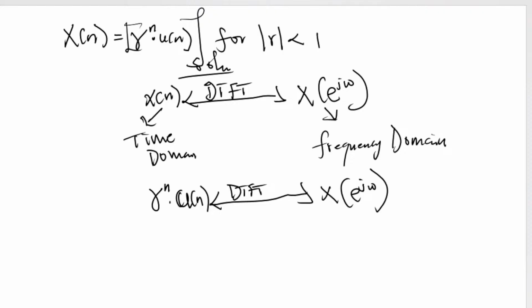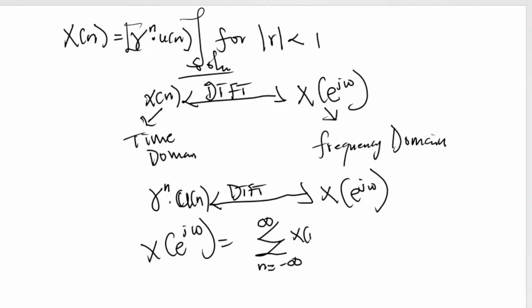Now, how do you calculate your frequency domain? I gave you a simplified formula that you use to calculate your frequency domain by inputting the values of your time domain. Now, what's the formula? The formula is simply X of exponential jw is equal to the sum from n equals minus infinity to infinity of x of n multiplied by exponential minus jwn.